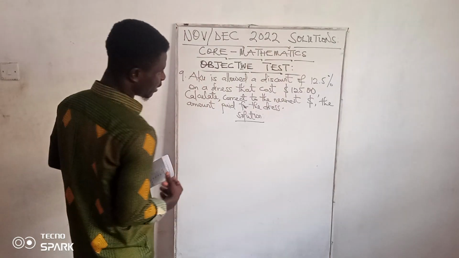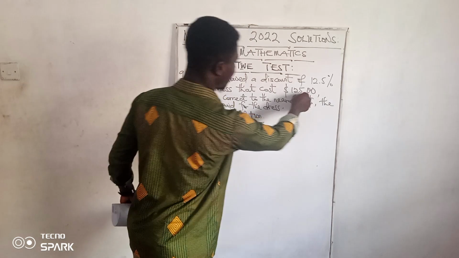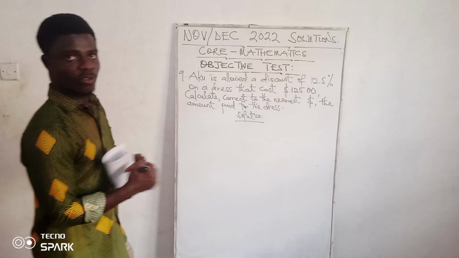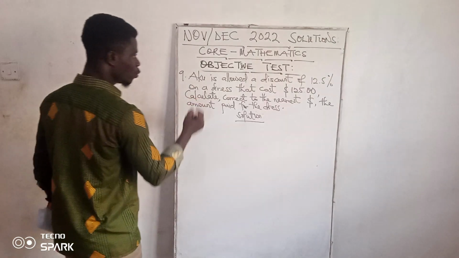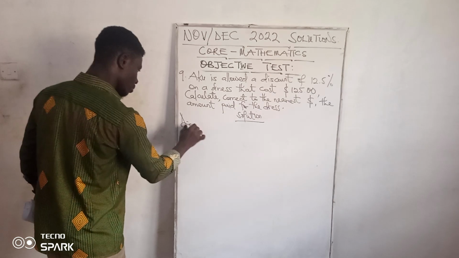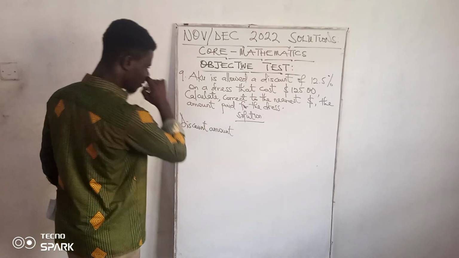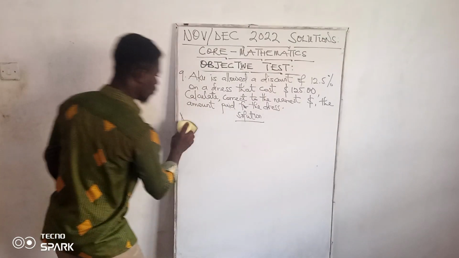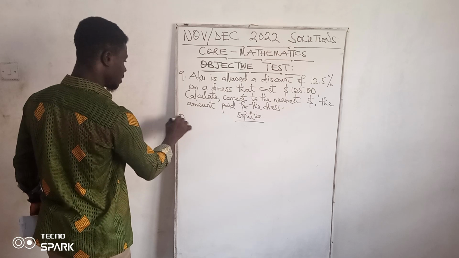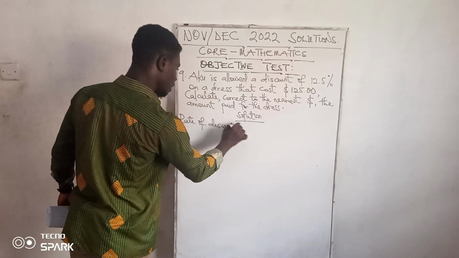So how can we find the amount paid for the dress? We have to find 12.5% of this 125, then you subtract. So let's see. I have to find my discount amount. Or first of all, you can write your preamble or your statement. Know your rate of discount, and the rate of discount is what?